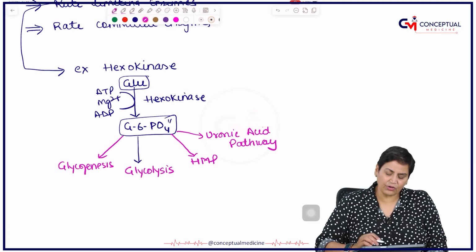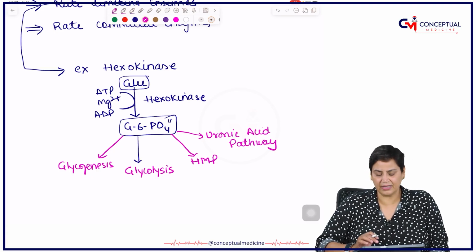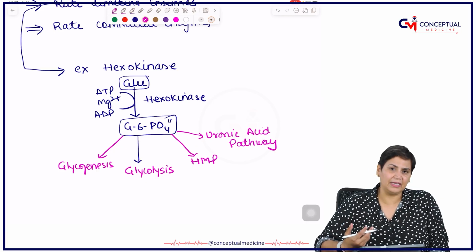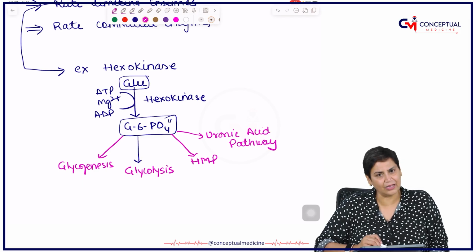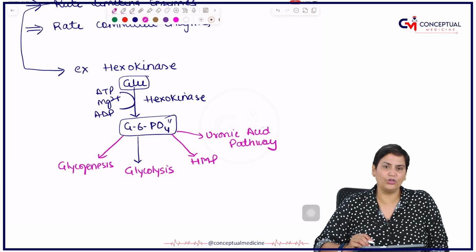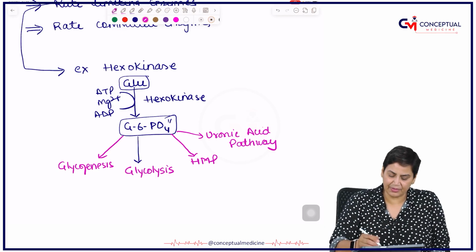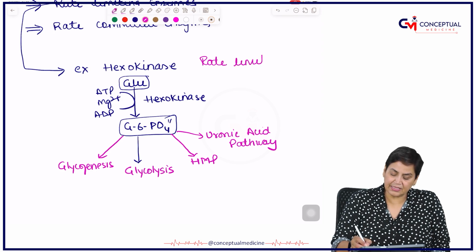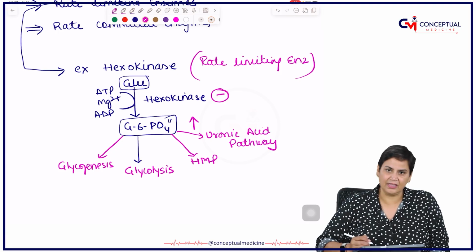And this is a mandate for every molecule of glucose entering inside the cell, it needs to be phosphorylated. That is why it is rate limiting. It is not rate committed. It can undergo glycolysis, glycogenesis, HMP shunt or uronic acid pathway. On the contrary, I can say this is simply rate limiting. And this is an example of feedback inhibition also. Because whenever the concentration of glucose 6-phosphate increases, it will start inhibiting its own synthesis.